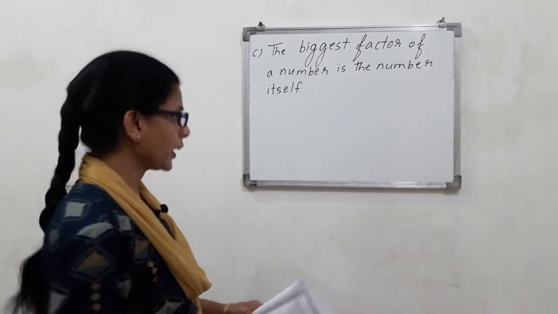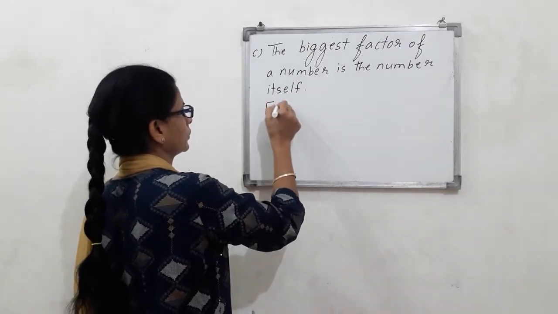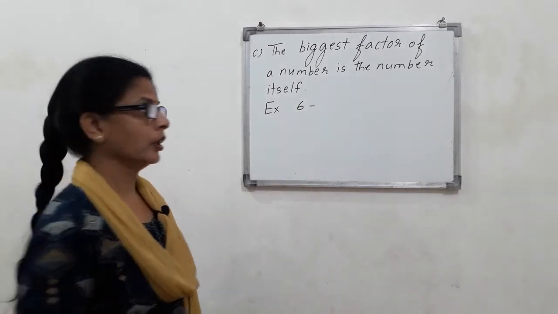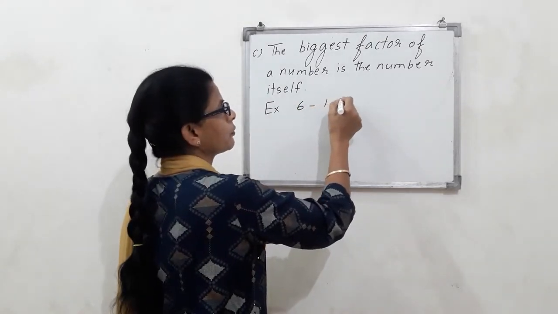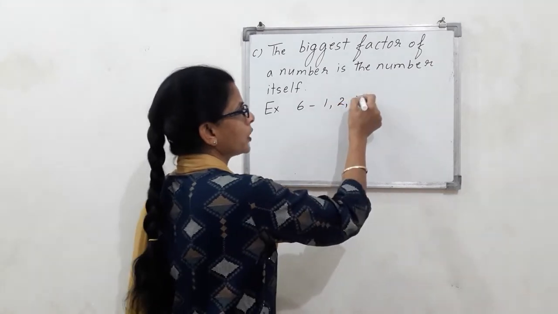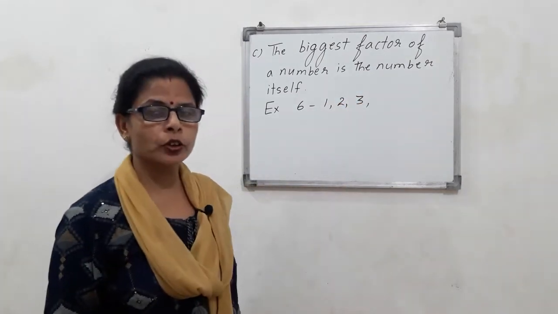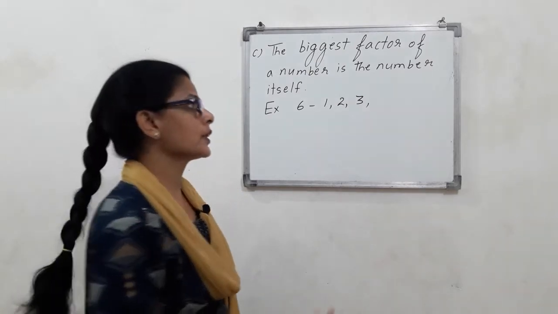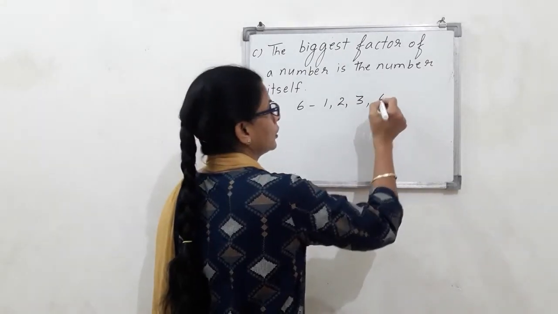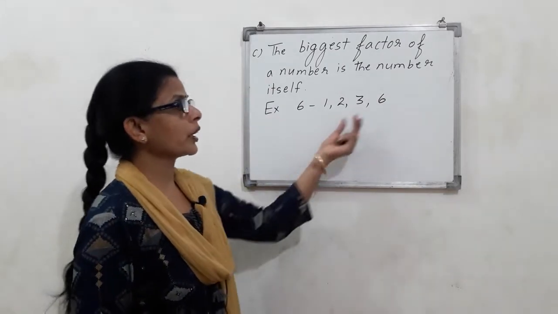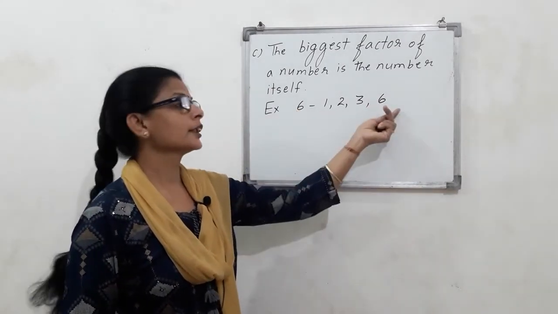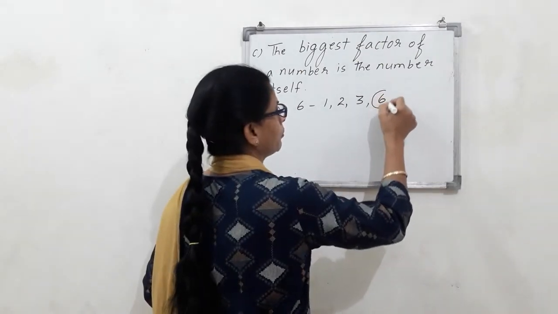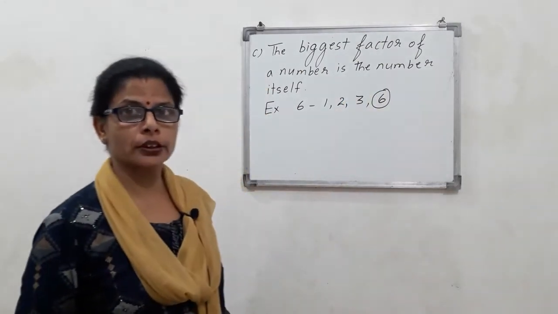For example, if we write the factors of 6, 6 comes in which table? It comes in 1, it comes in 2, it comes in 3, it doesn't come in 4, so we'll not write. It doesn't come in 5, so we'll not write. It comes in 6. So, what is the biggest factor of 6? 6 is the biggest factor. The number itself is the biggest factor.